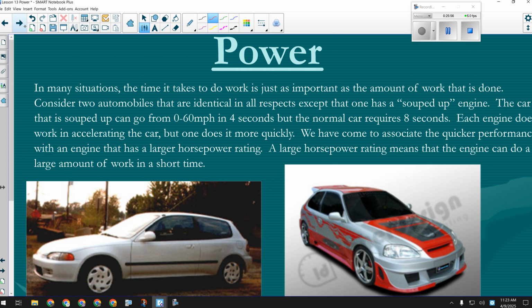They both have to get from 0 to 60, right? That requires a certain amount of work. Which one does it faster? Vin Diesel's car, not Driving Miss Daisy's car. Vin Diesel's car is the one that does it faster because it's more powerful.